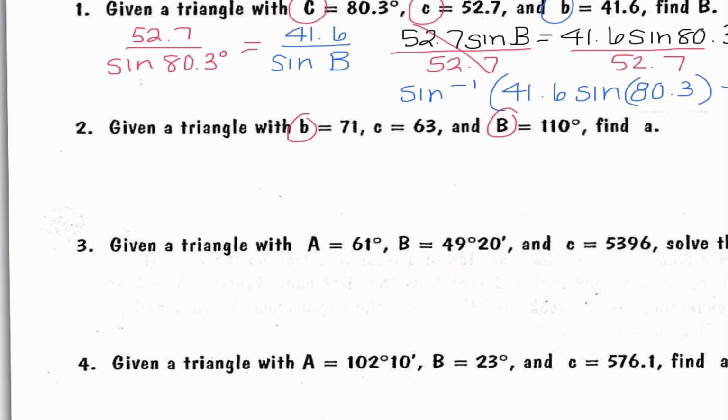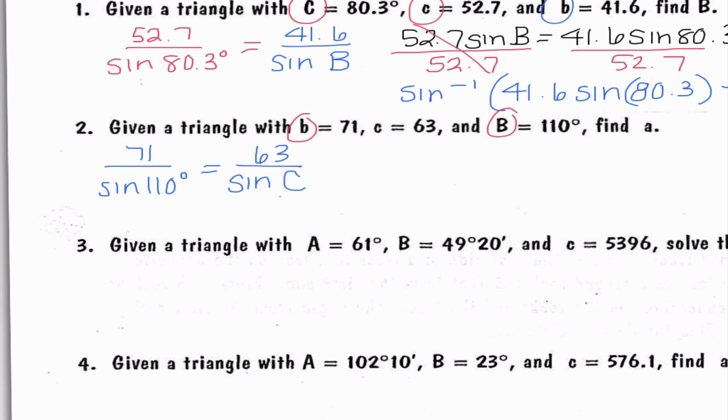We're going to go ahead and say 71 over the sine of 110 equals 63 over the sine of angle C. And I know that C is not what we want to find. We actually want to find side A, but if we find angle C, we have 2 angles, so we know what the third angle is because of our triangle sum theorem. So I can figure out what angle A is and in turn use law of sines again to find side A.